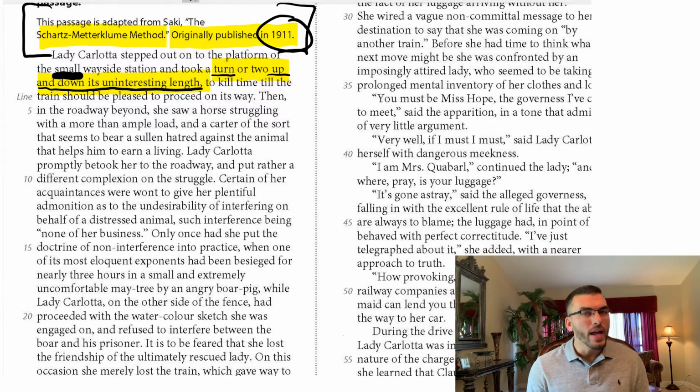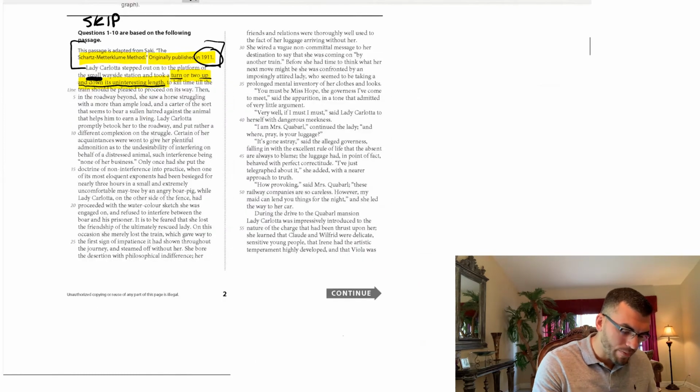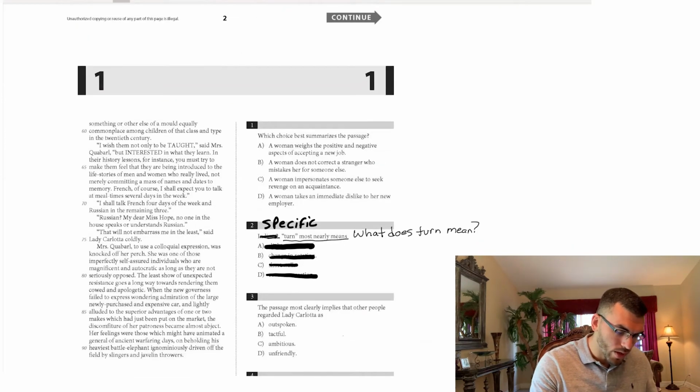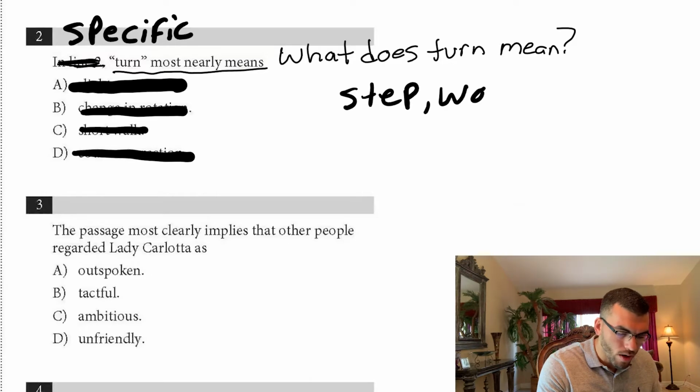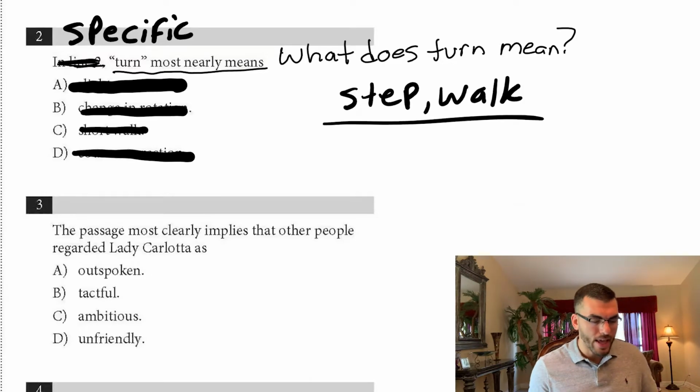So what did she take up and down its uninteresting length? What's something you would probably do if you were at a train station and it involved going up and down the length of the train station? What's a word that you would come up with? Let's go with walk, a walk, steps, or something along those lines. That's my own answer, steps. She took a step or two up and down. So let me write down my own summarized answer. A step, a walk. That's my own answer that I came up with.